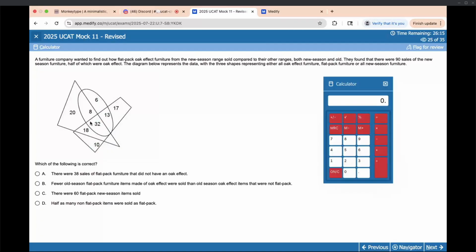Also, this has to definitely be new season. And this will be the, wait, no, this will be the oak furniture. And so this, because this is 45, and this is pack furniture. So it would have 2015, which is there.